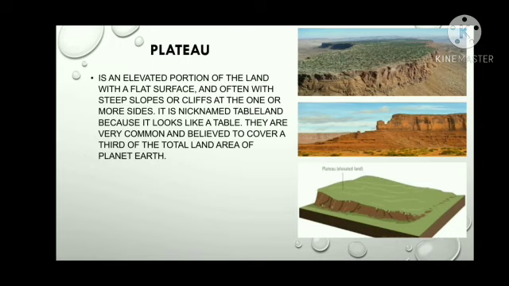So we have the plateau. A plateau is an elevated portion of the land with a flat surface, as you can see in our pictures, and often with steep slopes or cliffs at one or more sides. It is nicknamed tableland because it looks like a table. They are very common and believed to cover a third of the total land area of planet Earth.